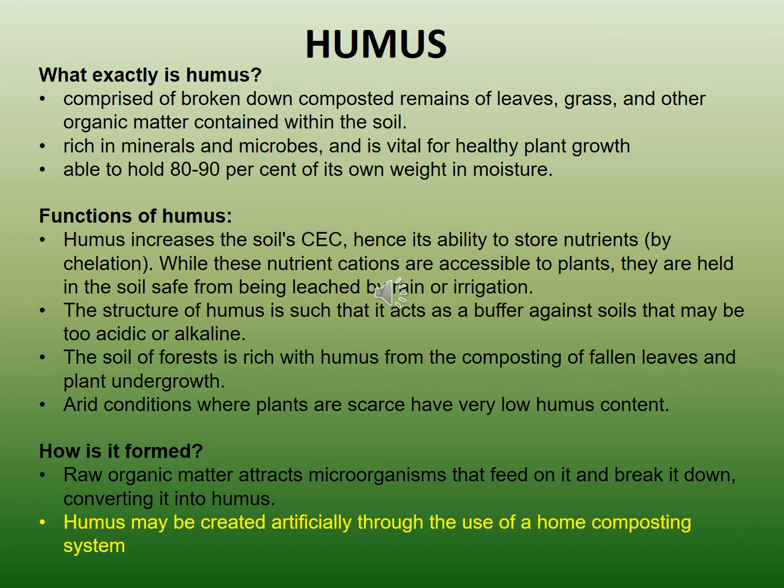The function of humus is to increase the soil's cation exchange capacity, the CEC. It's able to store more nutrients when you have more humus in it. And humus structure acts as a buffer against soils that may be too acidic or alkaline, so it helps buffer those soils and makes them more moderate for plants to grow in. Forest soils are naturally rich in humus from all of the falling leaves and undergrowth decomposing. Arid areas usually have very low humus content. Again, humus typically is very dark and organic matter rich.